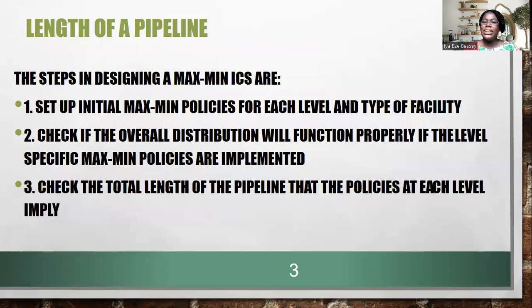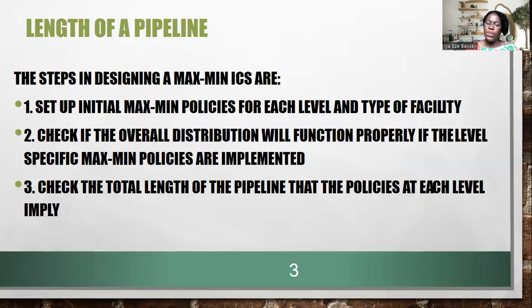All right. So in designing a max-min inventory control system, you should first set up your initial max-min policies for each level and type of facility. You should then check if the overall distribution will function properly if the level-specific max-min policies are implemented. Every level, we had a central level, the SCPs, there are policies that guide each of these levels. So you need to check after setting the policies whether they will work over the whole pipeline. Then you need to also check the total length of the pipeline that the policies at each level imply.